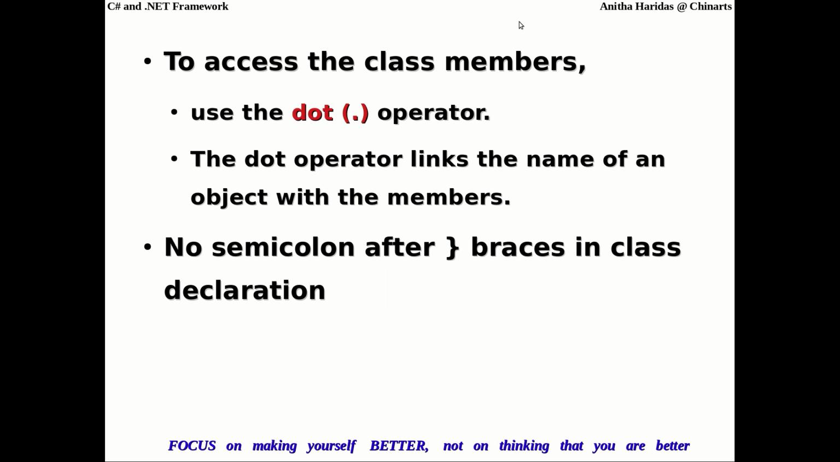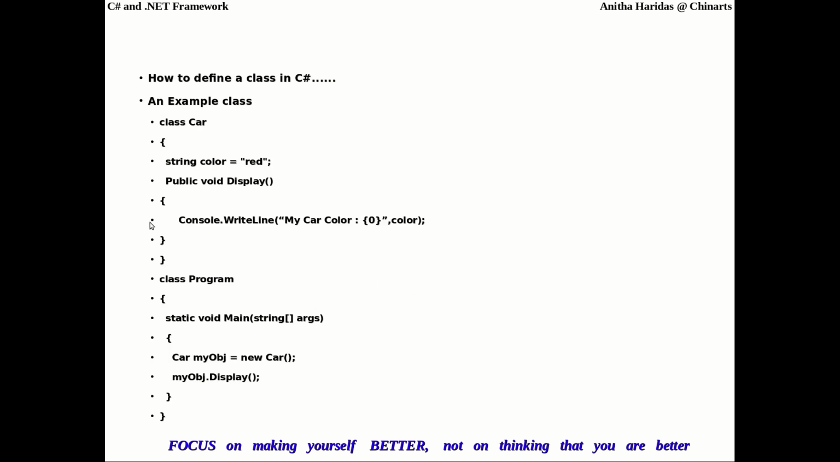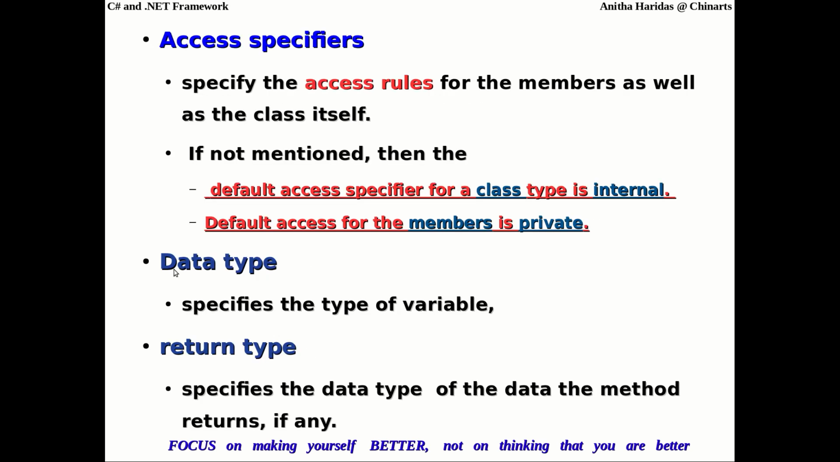Then if you want to access the class members, whether it is a data member or a method member, you will be using the dot operator. And the dot operator is the one which links the name of an object with its members. And remember, there is no semicolon after the curly braces. In C++, if you are defining a class, you have to give a semicolon here. But in C#, we don't use a semicolon here. So this is the format of declaring a class in C#.